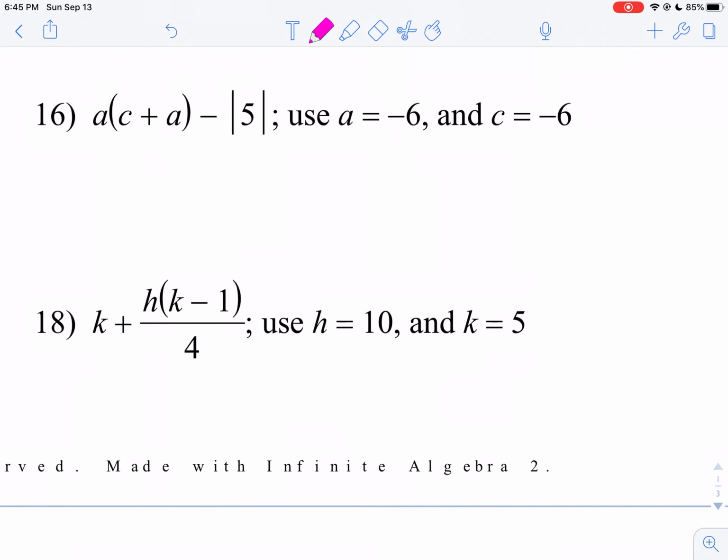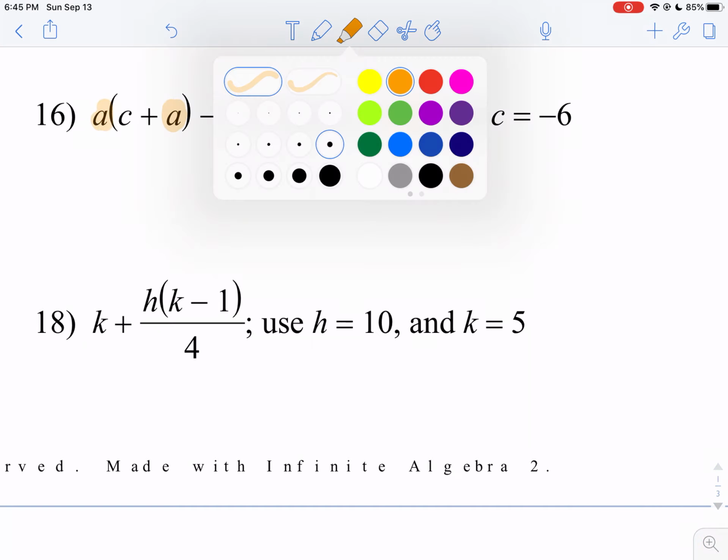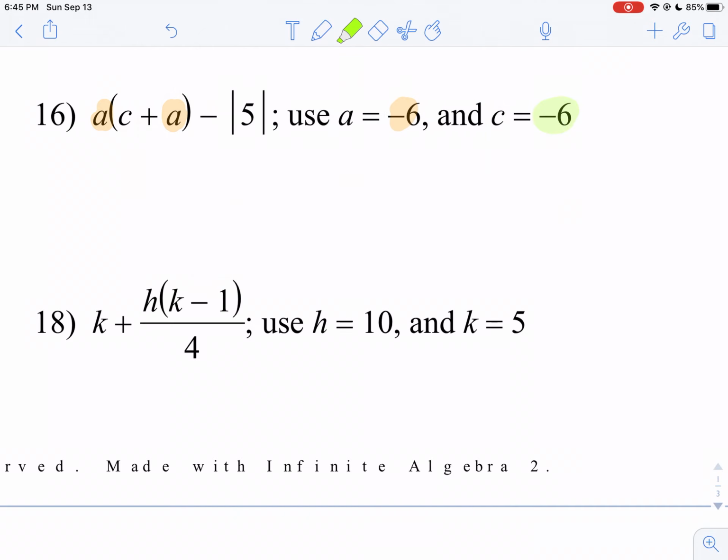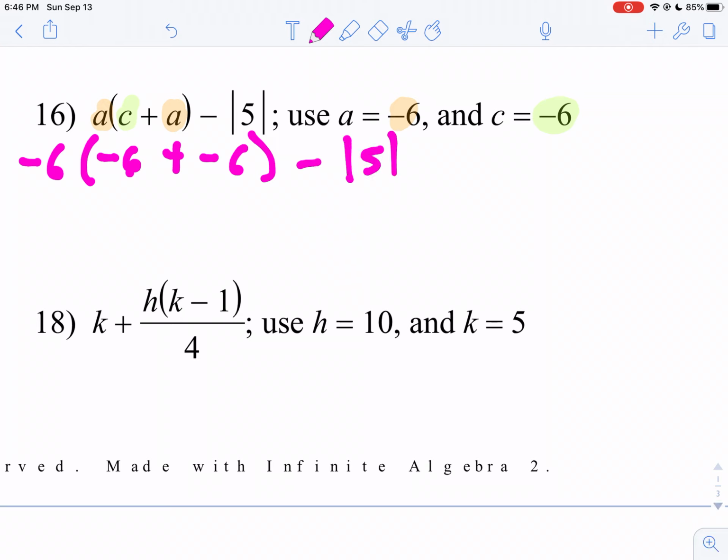Okay, so let's do number 16. All your A's are going to be negative 6 and all your C's are going to be another negative 6 too. Okay, so everything is negative 6. Again, there are a lot of negative signs, so just be careful. So negative 6, and I set up parentheses, negative 6 plus a negative 6 here, minus absolute value of 5. Okay, so let's take care of what's inside the parentheses first. Your PEMDAS, remember?